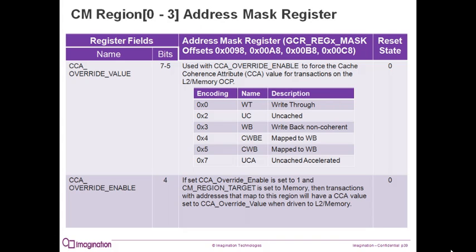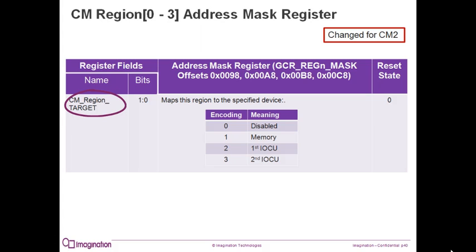Continuing with the address mask register, the CCA override value and the CCA override enable are used in conjunction with the CM region target memory region. If the CCA override enable is not set, then the CCA for the L2 to memory is the same as the CCA from the L1 caches to the L2. If the CCA override enable bit is set, then the CCA value in the CCA override value field will be used for the CCA from the L2 to memory. The CM region target field directs the region to memory or the I/O coherency unit.